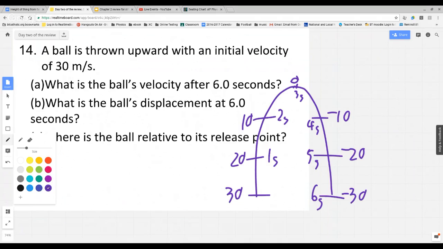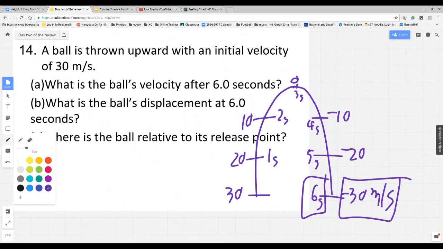We're not talking about it hitting there. We're talking about right as it gets there. So negative 30 meters per second is the answer at 6 seconds. They're not talking about it hitting the ground. They're just saying it's in the air for 6 seconds.